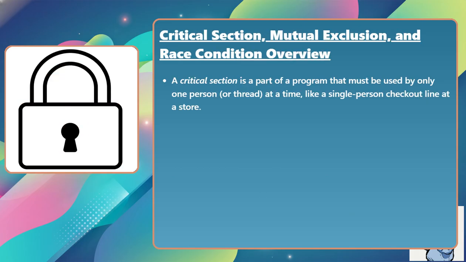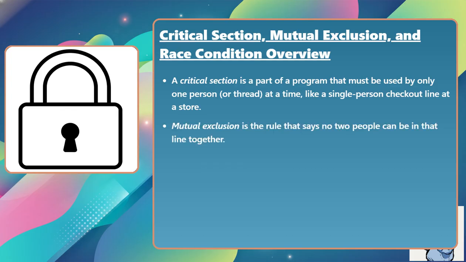A critical section is a part of a program that must be used by only one person or thread at a time, like a single-person checkout line at a store. Mutual exclusion is the rule that says no two people can be in that line together.